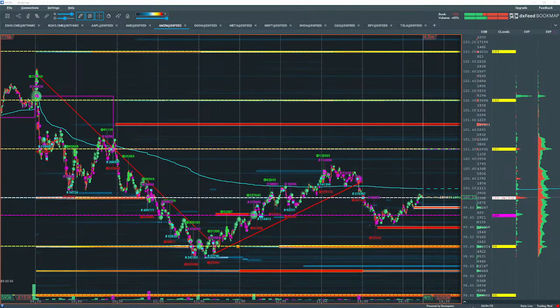And here's the 100 put wall and key gamma strike in play. And that was the initial target for the short this morning, and price went down below to the next level down below the liquidity at 99.